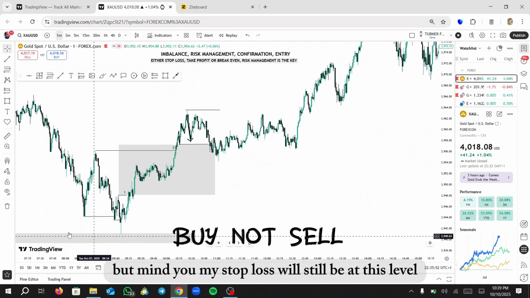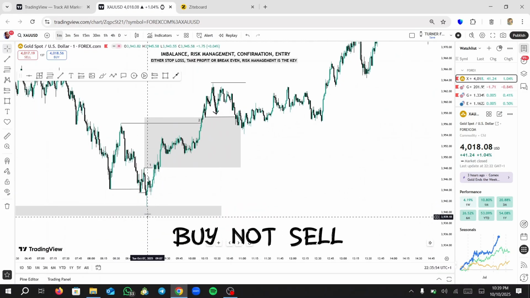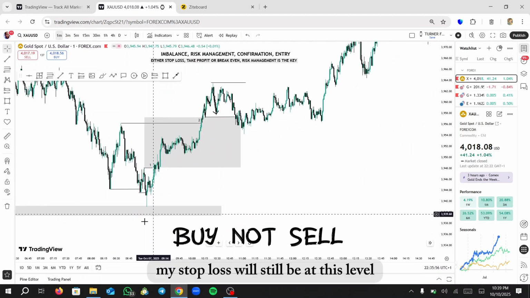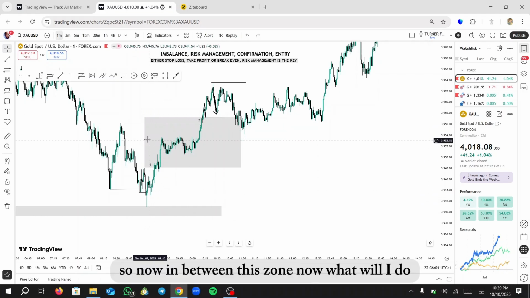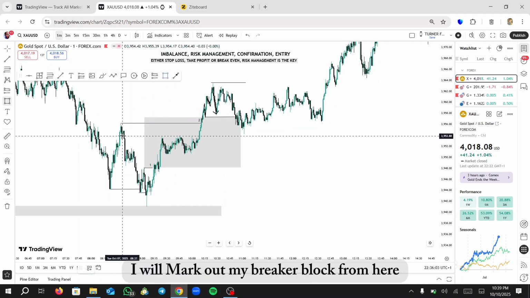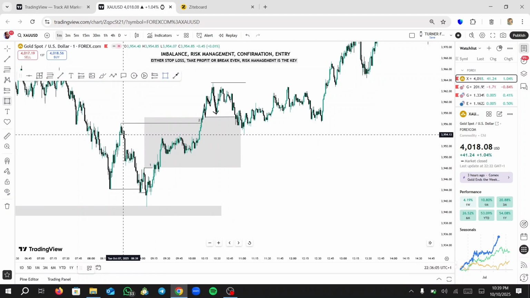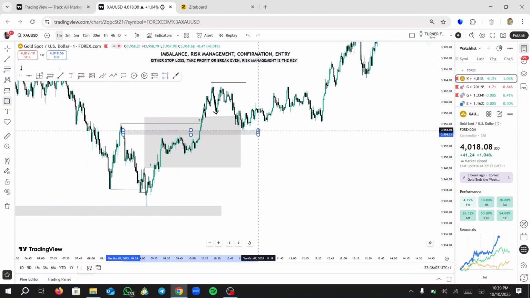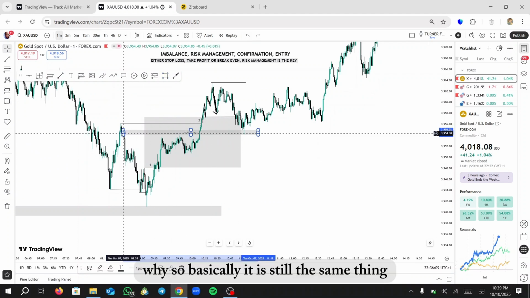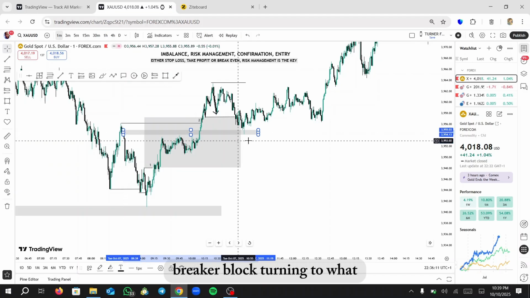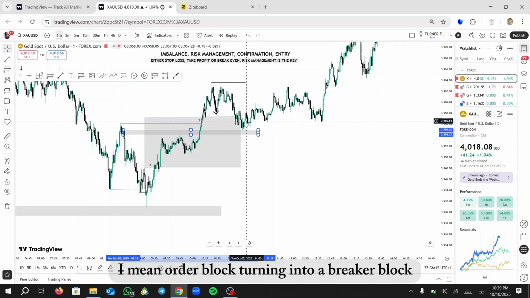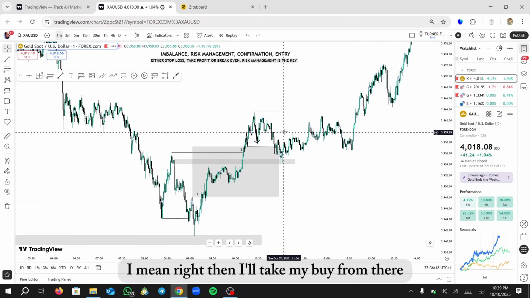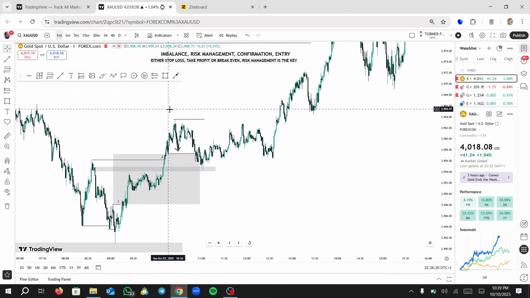But mind you, my stop loss will still be at this level. Do you get that? So now, in between this zone, what will I do? I will mark out my breaker block from here. Why? Basically, it is still the same thing: order block turning into a breaker block. Then I'll take my buy from there.